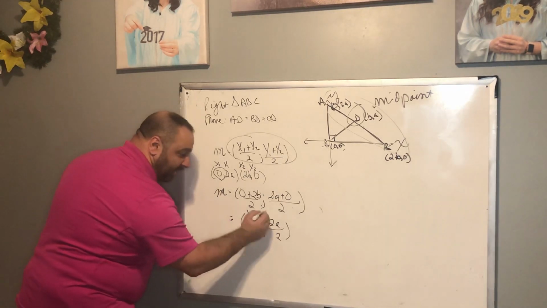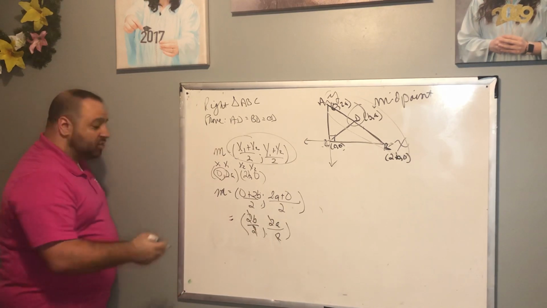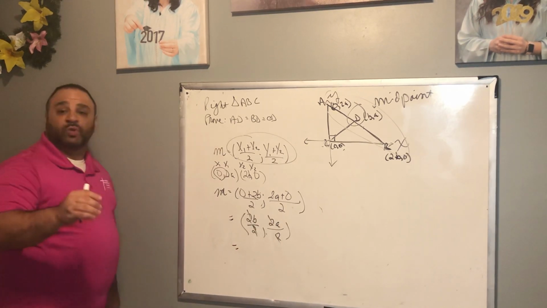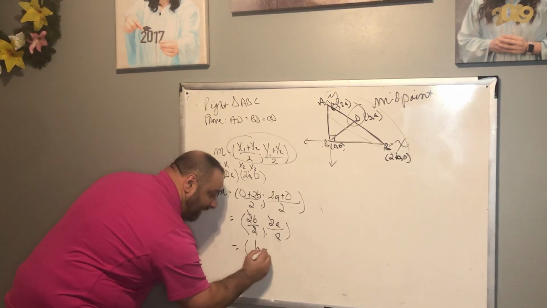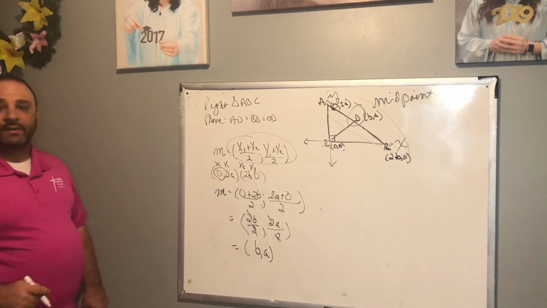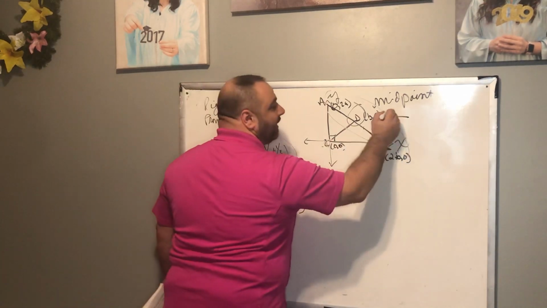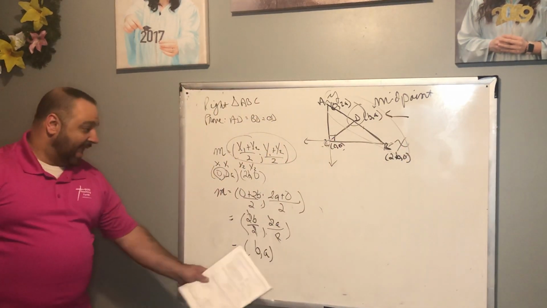They cancel out, don't they? 2 goes into 2 one time. So now what's my midpoint? Here it is. What are my coordinates for the midpoint? Here they are: B, A. That's how we came up with the coordinates B, A.